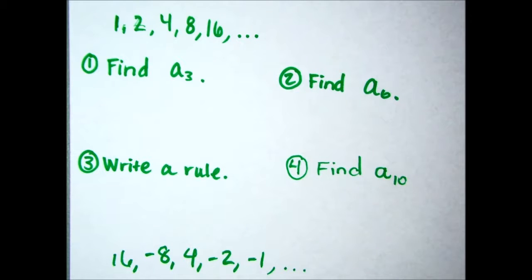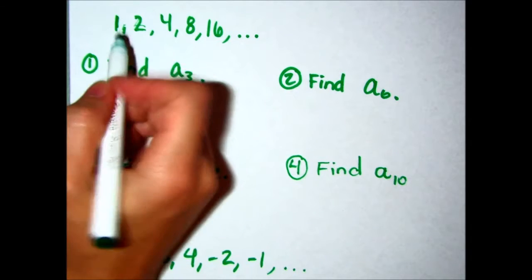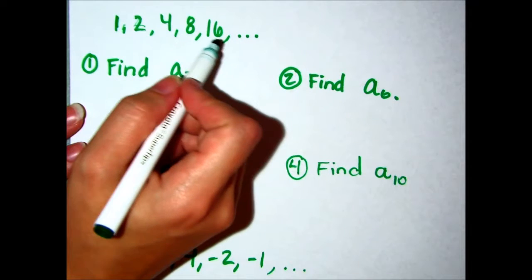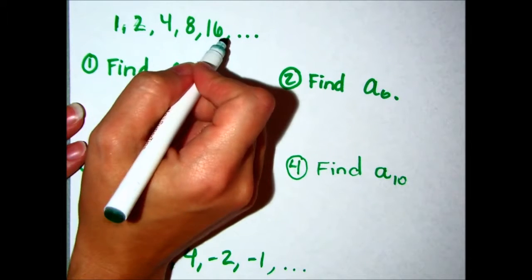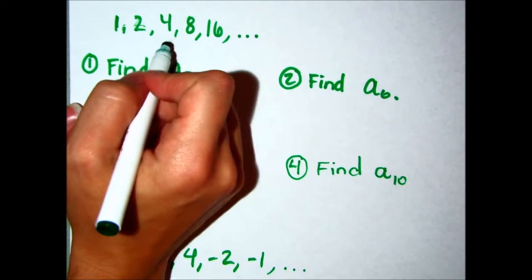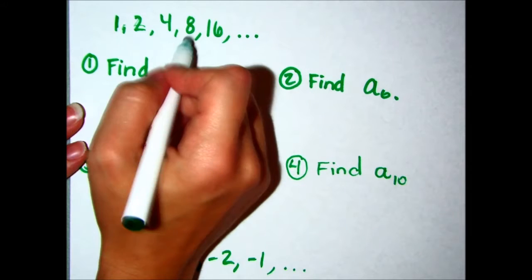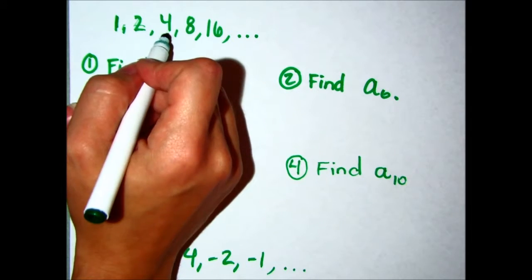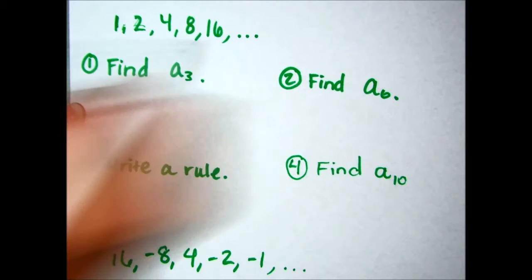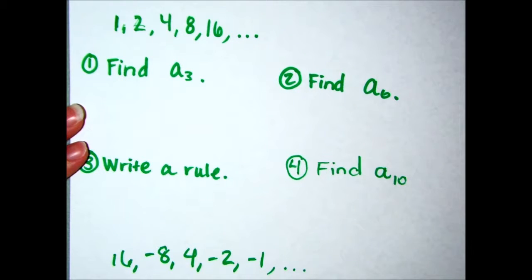On the very first problem that we have here, we're given a sequence. I can recognize that it's geometric because every single time I have a common ratio. In other words, to get from one term to the next, the same number is being multiplied, or if you work backwards, the same number is being divided. So it's like 1 times 2 is 2, 2 times 2 is 4, 4 times 2 is 8, and so on. So number 1 says find A3, which means find term 3.